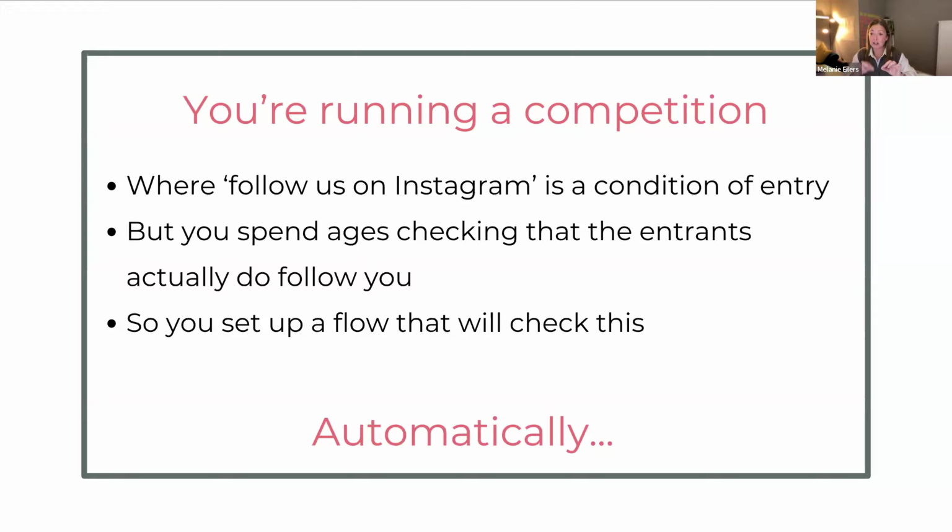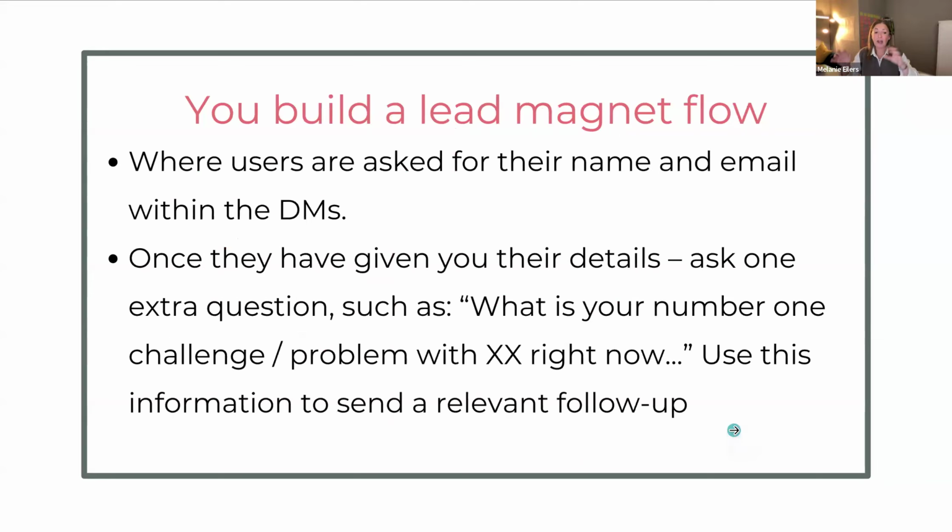So there are various ways that you can also use that message node as well. You're building a lead magnet flow. Now I've obviously covered this quite a bit already, but DMs are asked for their name and their email within the DMs. But you can take this one step further. Once they've given you their details, ask one extra question, such as, what is your number one challenge or problem with X right now? And then use that information to send a relevant follow-up. It may be just to a relevant reel.